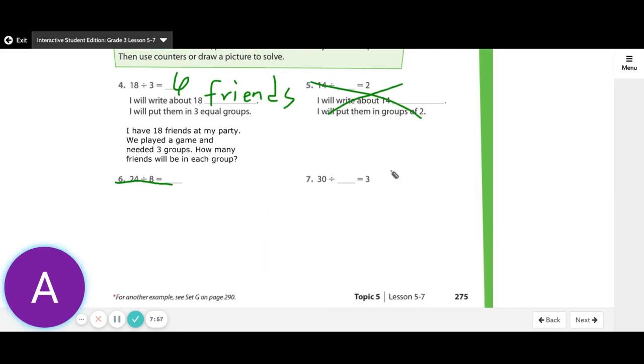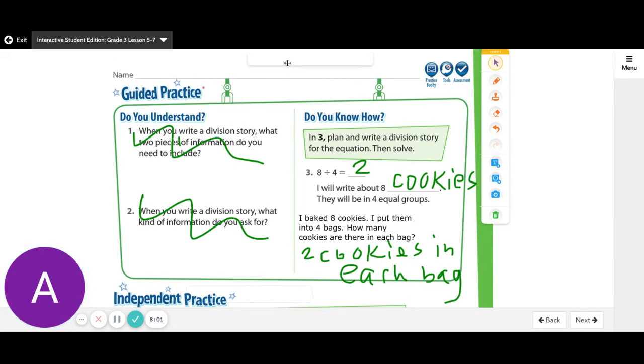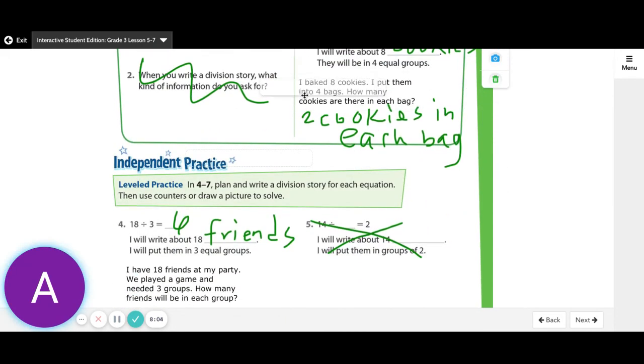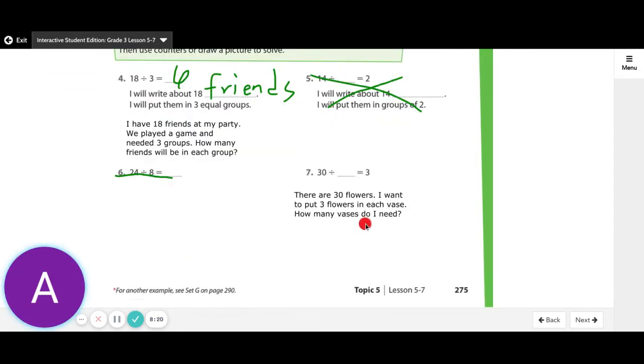30 divided by what equals 3? So this one's written a little bit differently. We know our total, and then we know how many. So I can think about, I have 30 flowers. I want to put 3 flowers in each vase. How many vases do I need? So this one, we're trying to figure out the groups. So I have 30. We would want to do 30 flowers and put 3 flowers in each vase.